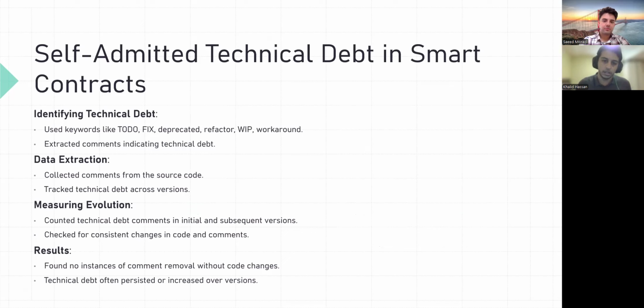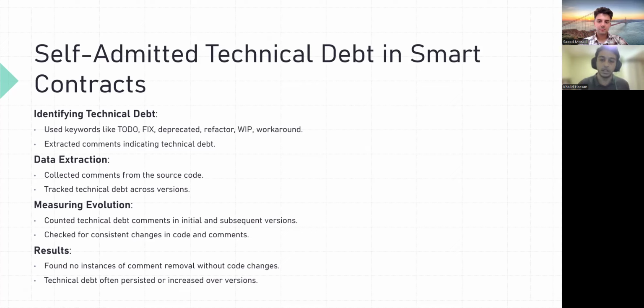All right. So when it comes to technical debt, there has been a lot of work concerning technical debt in smart contracts. There hasn't been much done in regards to analyzing the evolution of technical debt in a smart contract. Specifically here, we're talking about self-admitted technical debt, where developers recognize that they have technical debt in the code using comments to identify it. Keywords like todo, fixme, deprecated, and a bunch of others identify these comments that indicate that there is technical debt in the code block following it.